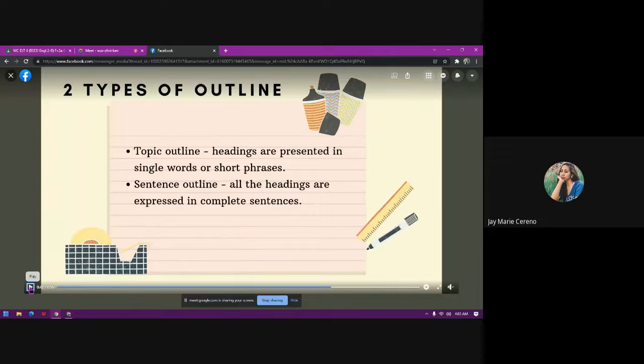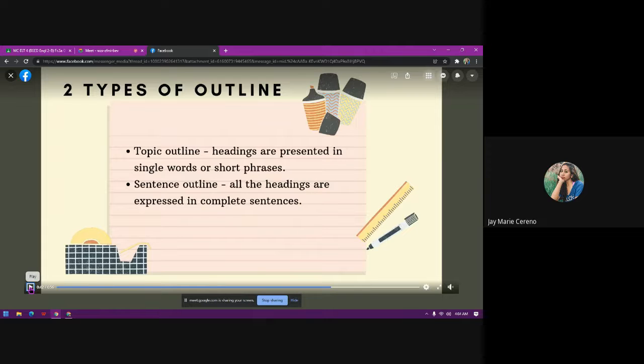There are two types of outline: the topic outline, which headings are presented in single words or short phrases, and the sentence outline, which all the headings are expressed in complete sentences. So let's now proceed to our third activity for the abstraction. Task 3, form up, read the directions, and answer it. I'll give you 5 minutes to finish the task.